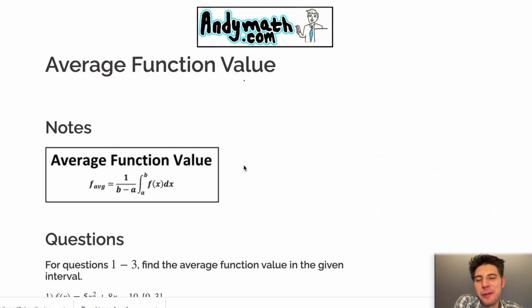Hey guys, so we're going to talk about the average function value. This involves calculus, involves an integral. Here's the notes right here.